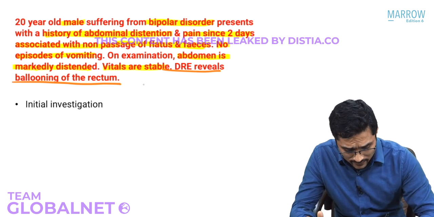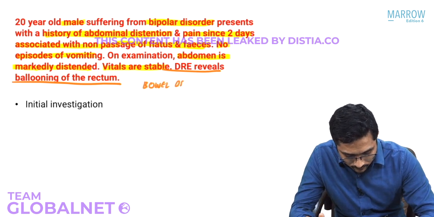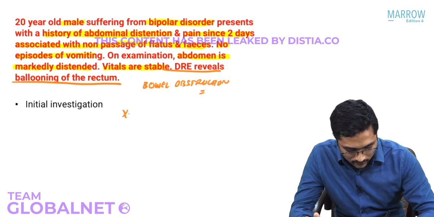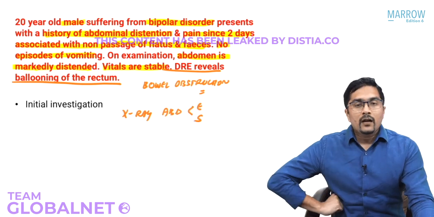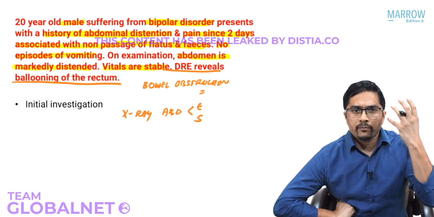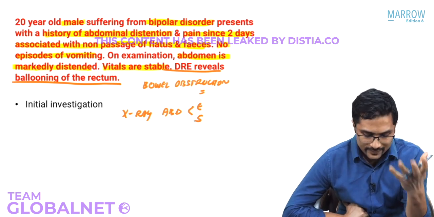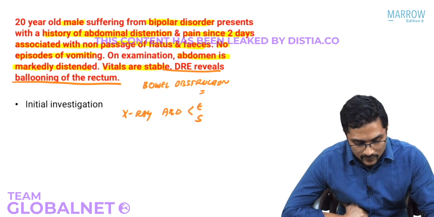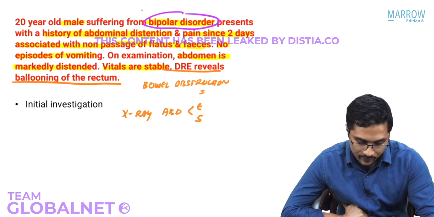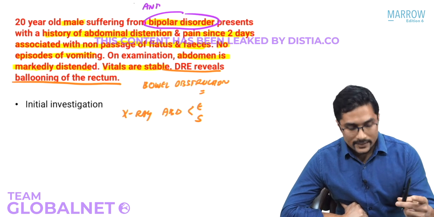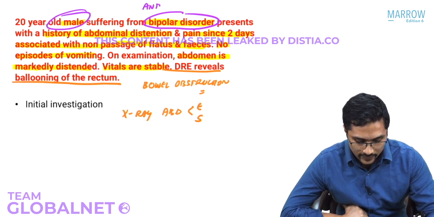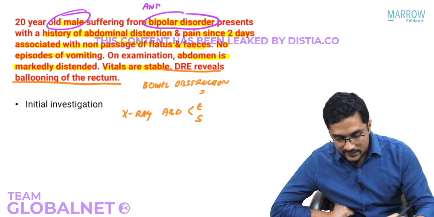We've already discussed the initial investigation for bowel obstruction. So there is bowel obstruction, and we are going to do an X-ray abdomen, erect and supine. Can you guess the diagnosis from these conditions? Look, the patient is a bipolar disorder patient, so the patient would be on antipsychotic medications. Antipsychotic medications, young male, massive abdominal distension.